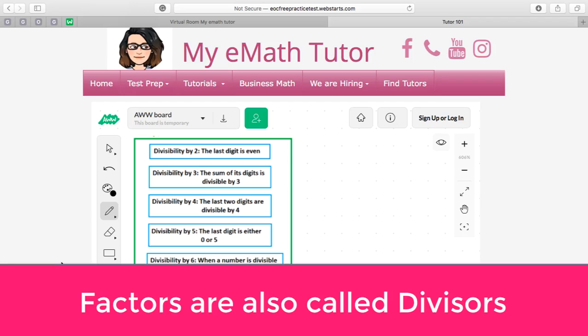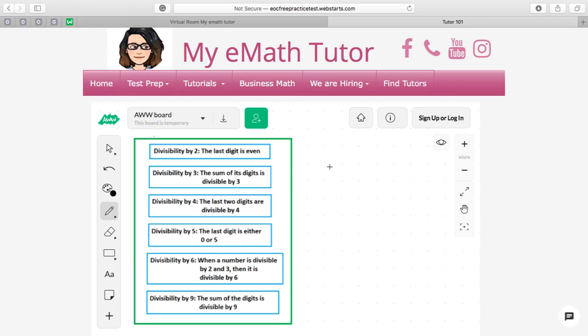Now, the first thing that we need to remember, let's say that you have, for example, a number, I'm just going to make an easy one, like 12, right? So we're going to go through the rules. Divisibility by 2, the last digit is even. Yes, it is divisible by 2. Divisibility by 3, the sum of its digits is divisible by 3. Well, if I do 1 plus 2, that's equal to 3, and 3 is divisible by 3, so yes.